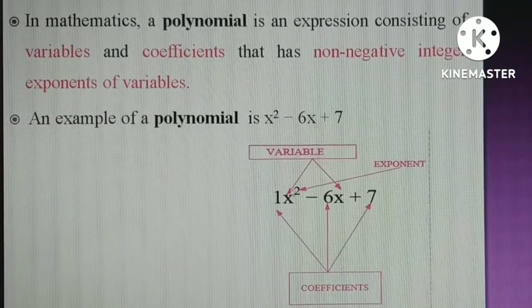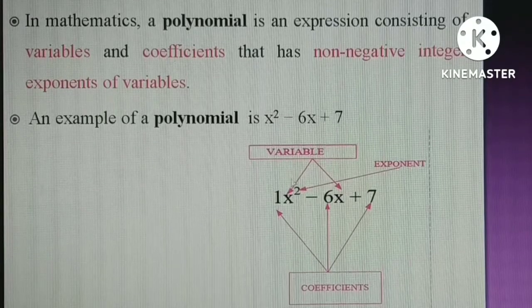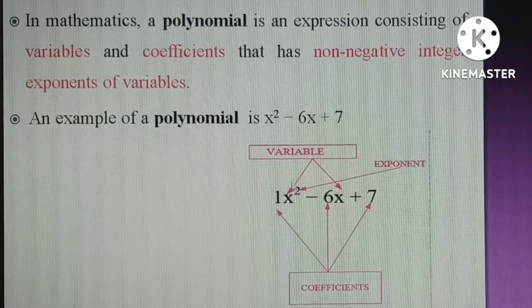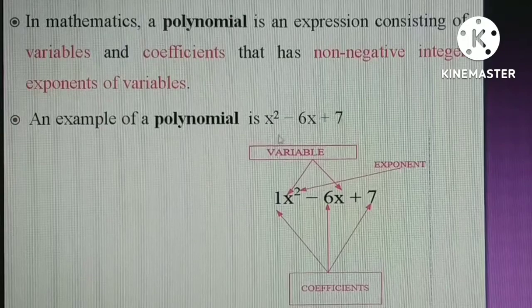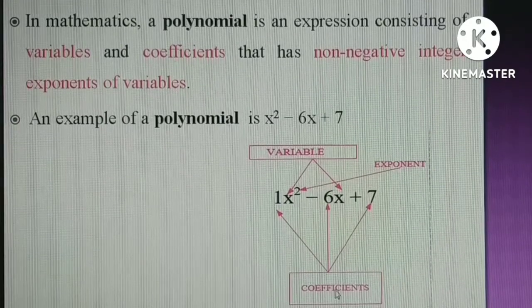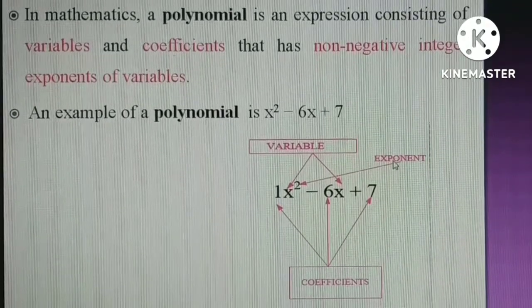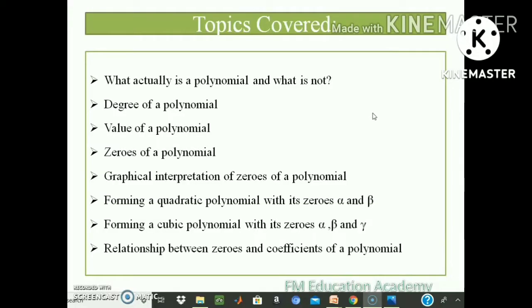So here I have x power 2. In a polynomial, the exponents cannot be negative. So a polynomial consists of variables, coefficients and positive exponents. So in this video we'll learn what actually is a polynomial and what is not.